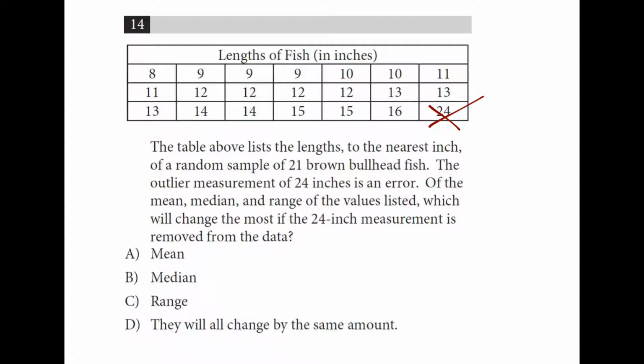If I consider median, typically, to find the median, I would cross off the smallest, cross off the biggest, cross off the smallest, cross off the biggest, till I find the middle number of 12. Without 24, it's still going to be 12. It's not going to change at all.